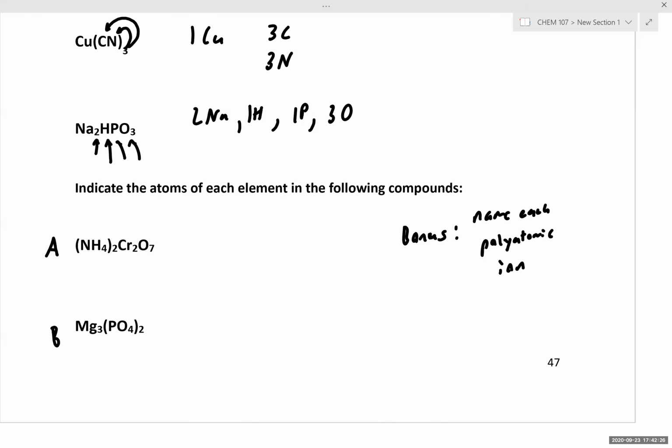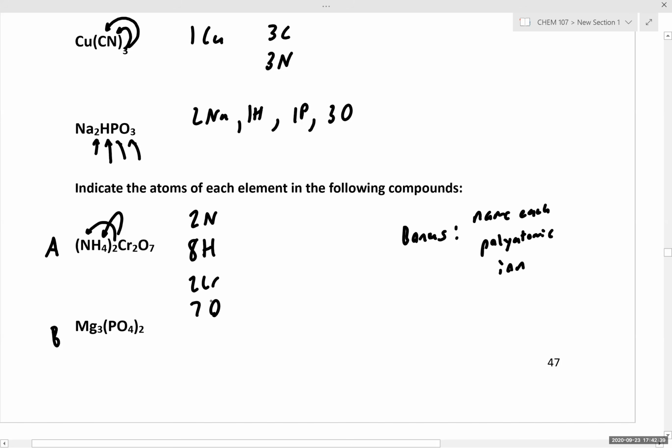Okay, so let's discuss. So remember, the subscript applies to everything in the parentheses. So we have 2 nitrogens, 8 hydrogens, 2 chromiums, and 7 oxygens. This NH4 unit is known as ammonium, while Cr2O7 2- is known as dichromate, just for those who are curious.